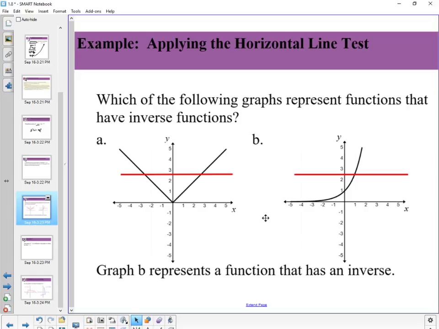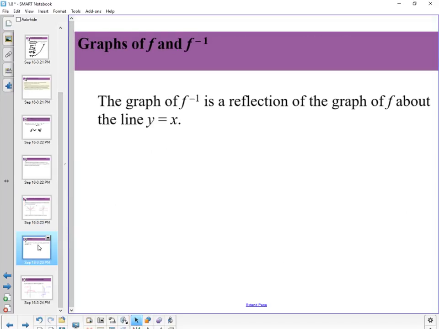Questions on the horizontal test? Pretty simple. We like that. All right, cool. Moving on. I like simple.